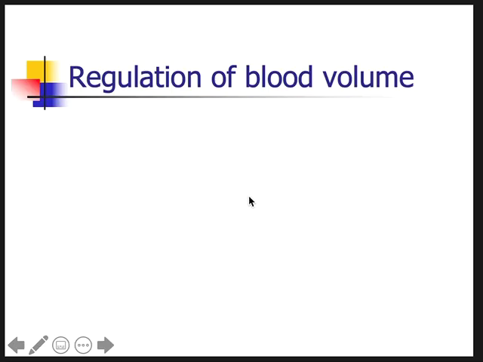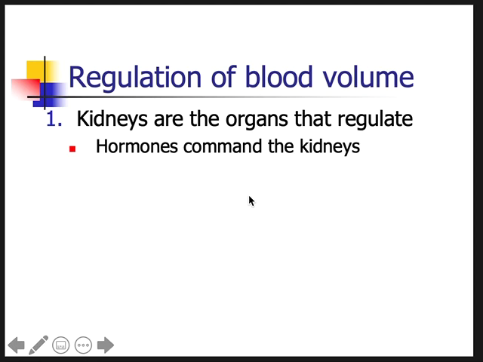Okay, so regulation of blood volume. The kidneys are the organs that regulate our blood volume. It controls how much fluid we let leave the blood and become urine, and how much we hold on to. This also is going to be how much salt we hold on to.